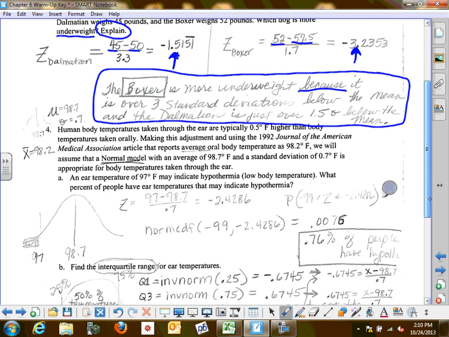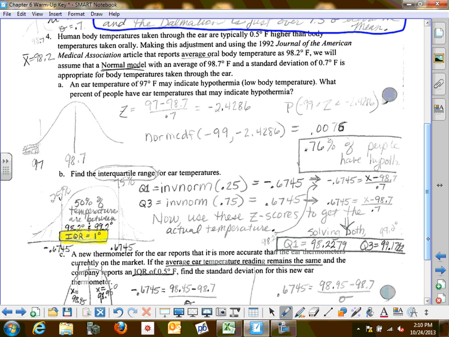Okay. Our last one about temperatures. Most everybody did great in finding the location of the 97 degrees. Okay, so that was good. Everybody did pretty well with finding that that was a z-score of negative 2.4286. But where you got stumped yesterday was finding that percent of people less than that. So we kind of got stuck in, we don't know how to turn this into a percent. Okay, so that's an area. So when you're doing an area, you do your normalcdf from the lowest z-score to the highest z-score, and that's how you can get your percentile. That's how you can get the percent of data down there. It wasn't even 1%, so pretty small.